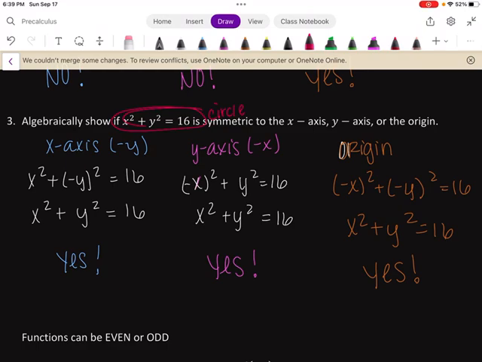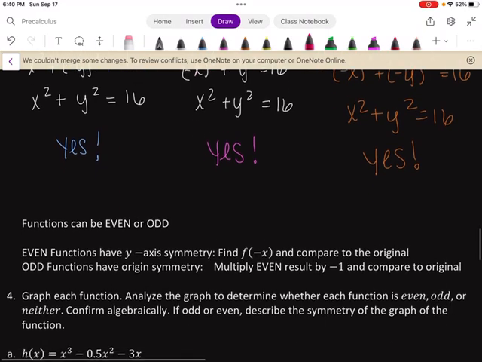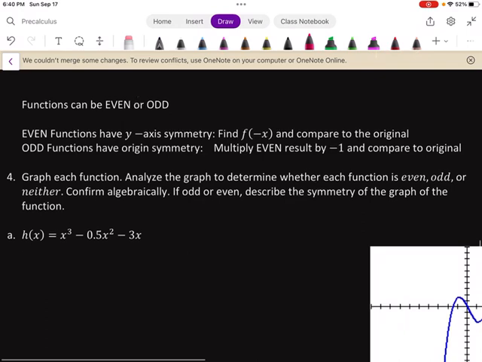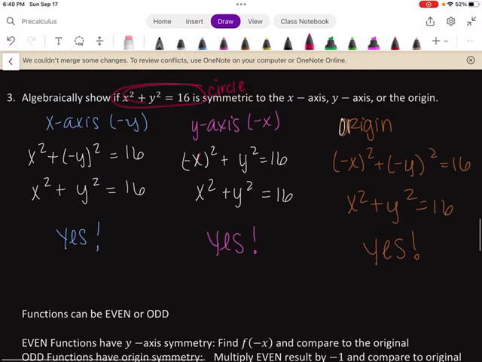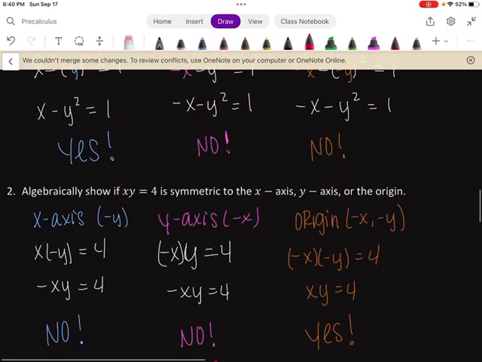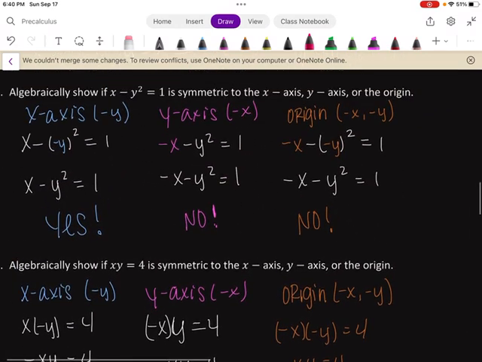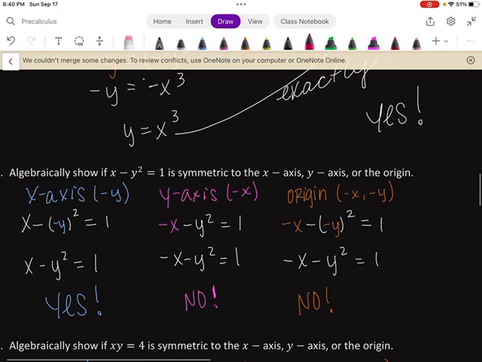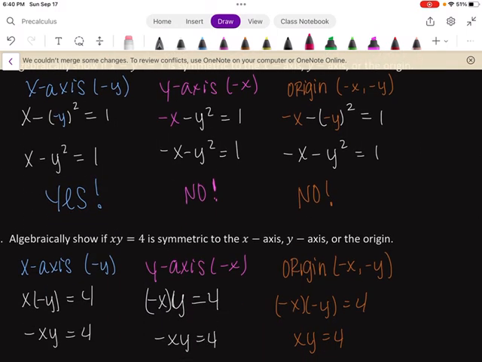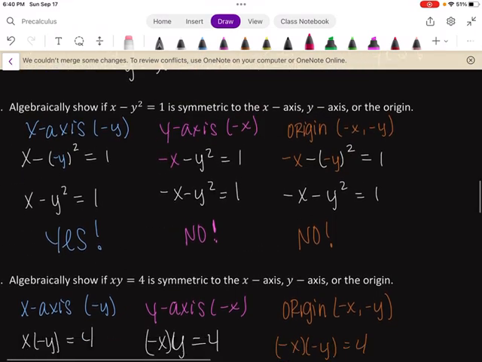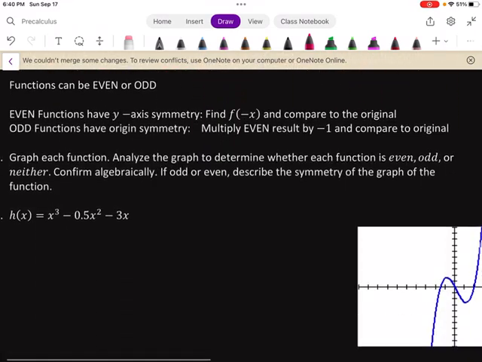All right. So now we're going to see if a function can be even or odd. So these are going to actually be functions. A circle was not a function. This was a rational function, actually. And this was not a function. Again, something that is symmetric to the x-axis is not usually a function.